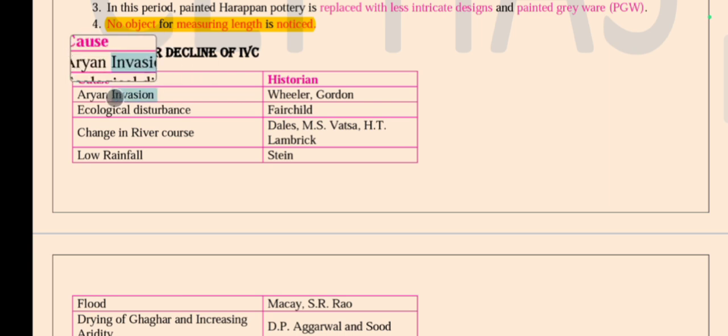What's the first reason? Aryan invasion is the first reason. The second reason, ecological disturbances. What is ecological disturbance? That means maybe a lot of rainfall.